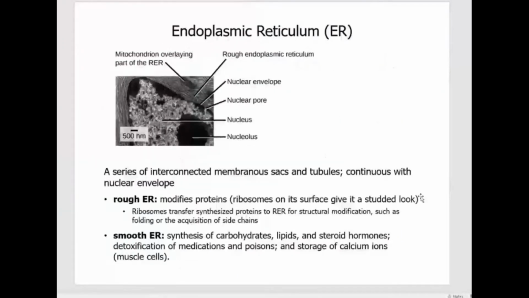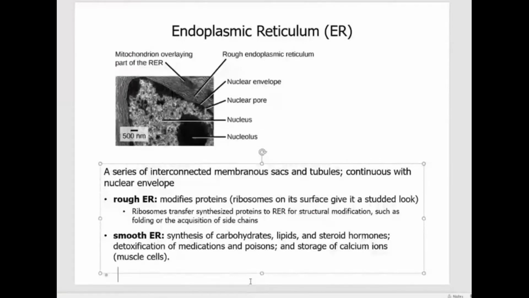The rough ER modifies proteins, and it provides a site for ribosomes to produce proteins. Once the ribosomes assemble proteins, these proteins will be transferred to the rough ER for some structural modification. We talked about how folding is critical for protein function. So folding can take place in the rough ER, or the protein molecules may obtain some side chains. All those structural modifications can happen in the rough ER.